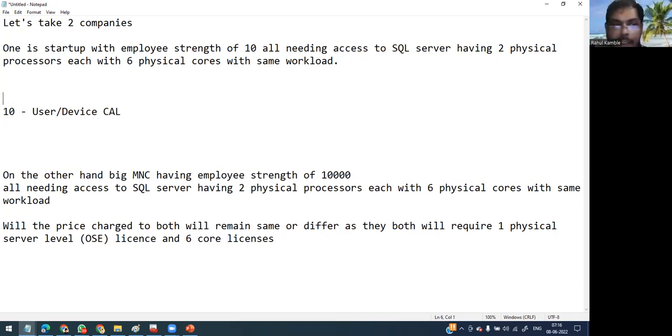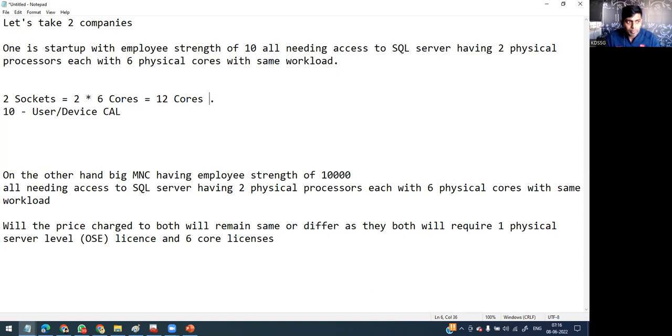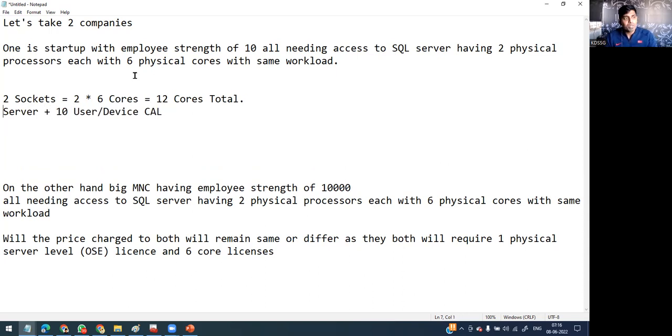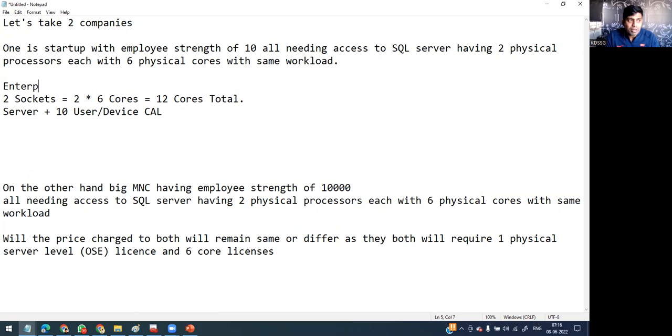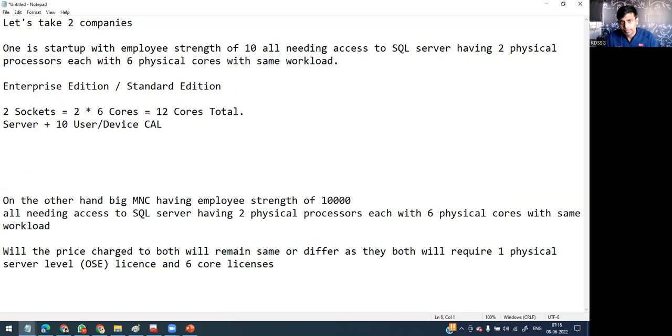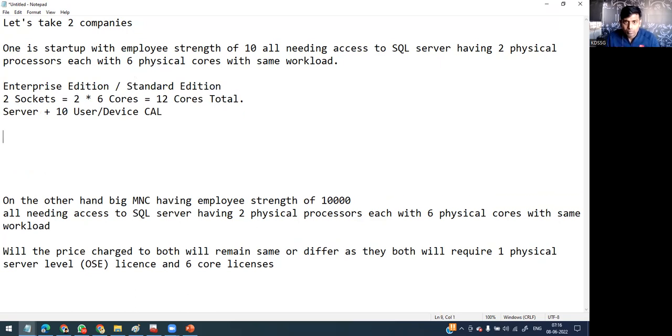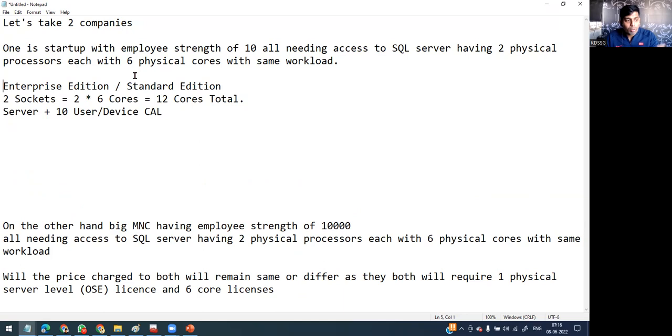Yes, correct. So 2 sockets equals 2 into 6 cores, equals 12 cores total. Or if you go for server plus CAL, it is server license 1 plus 10 CAL licenses. These are the two options. Now, by the way, sir, first of all, you should ask yourself a question: shall I go for enterprise edition, or shall I go for standard edition? Big MNC, we will talk later. I think we already talked about big MNC.